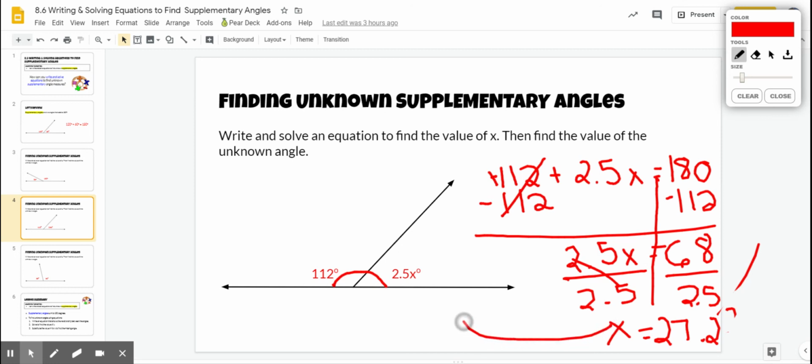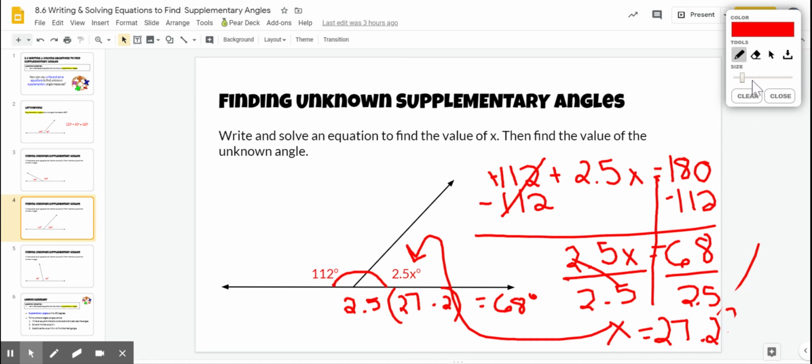Go ahead and find the measure of this missing angle using your x value. Okay, so you should have taken 2.5 times x and substituted in our new value, which was 27.2. And when you do that, you should get a measurement of 68 degrees. Okay.